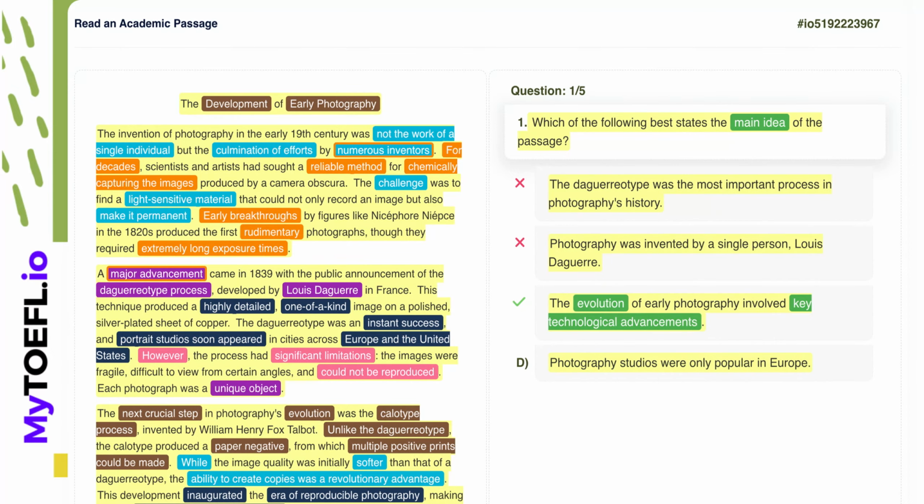This option makes a claim using the word "only." We need to be careful with extreme words like this. The passage states that portrait studios appeared in cities across Europe and the United States. This option incorrectly limits the popularity to just Europe, which is a factual error.